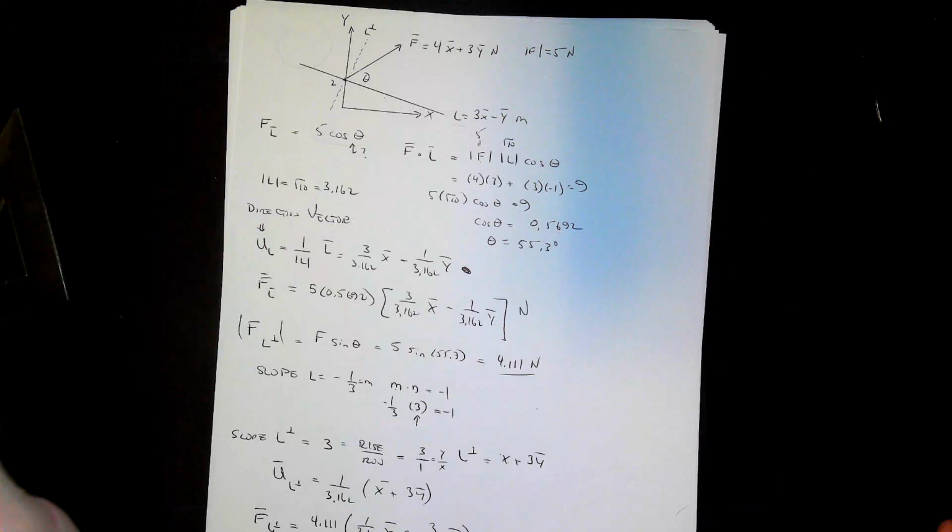So if I want a force vector along L perp, its magnitude was 4.11, times 1 on 3.162 x plus 3 on 3.162 y. And we'll add in the newtons. And there we go. So what we did in this problem is, given a direction in vector form and a force, which has a magnitude and a direction, we need to be able to express this force along another direction.